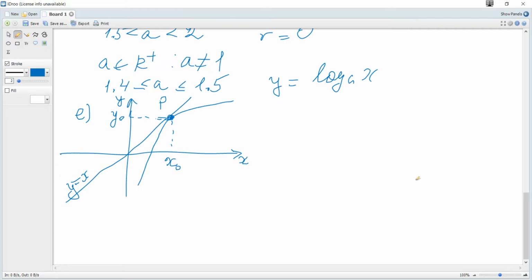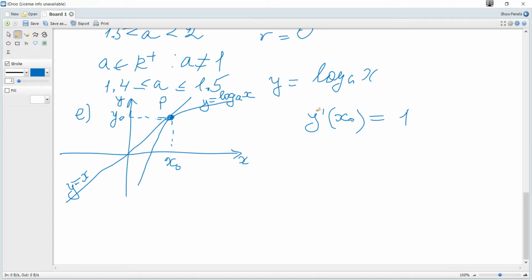And we know that the gradient of a tangent is equal to the derivative at the point where this tangent is drawn. What does it mean? It means the derivative of the function, and this is y is log base a of x, this function. So the derivative at point x0 is equal to the gradient of the tangent, and the tangent is y is x. It's a usual straight line of the form mx plus c, so the gradient is 1. So the derivative at the required point is equal to 1.